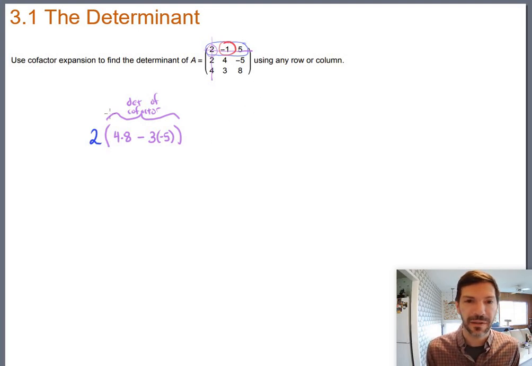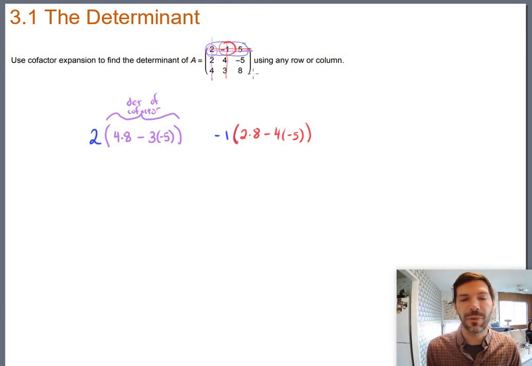We're going to say it's -1 times, here maybe we'll use red this time, times, and then we cross out -1's row and -1's column, and we do the determinant of the cofactor of what's left, which would be 2 times 8 minus 4 times -5. And we keep going. We'll do the same thing with 5.